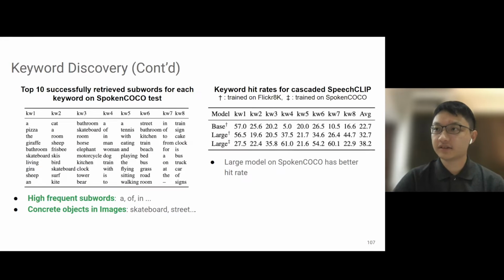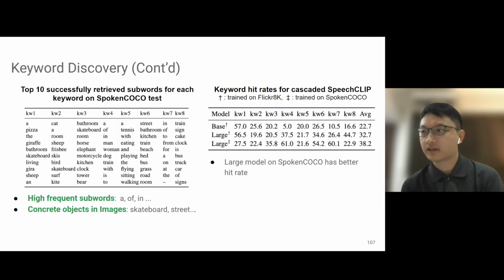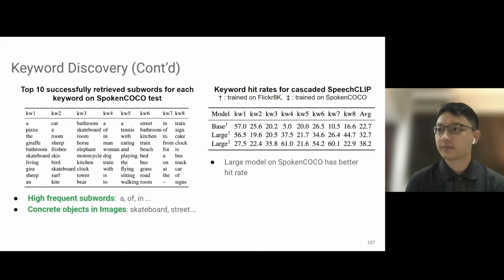We also list the top 10 successfully retrieved subwords from Spoken COCO. From the table, we see that all the entries fall mainly into 2 categories. Either they are high-frequency words like articles and prepositions, "of", "in", or they are concrete objects in the image like "skateboard" and "street". In addition to qualitative analysis, we also calculate the hit rate for each keyword. The result shows that a larger model has a better hit rate on average.